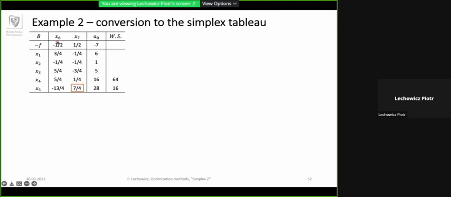Then we are selecting a variable which has a positive reduced cost, and we are selecting a row with positive value. We have such 2 rows, so we need to calculate the simplex condition. So the value for the simplex condition for the x4 row is equal to 16 divided by 1 divided by 4, so it's equal to 64. Here we have 28 divided by 7 divided by 4, so it's equal to 16. So we are selecting a row which has a lower value. So this is this element, and we are introducing this element to the base. So we are changing x7 with x5 by making a pivot on this element.